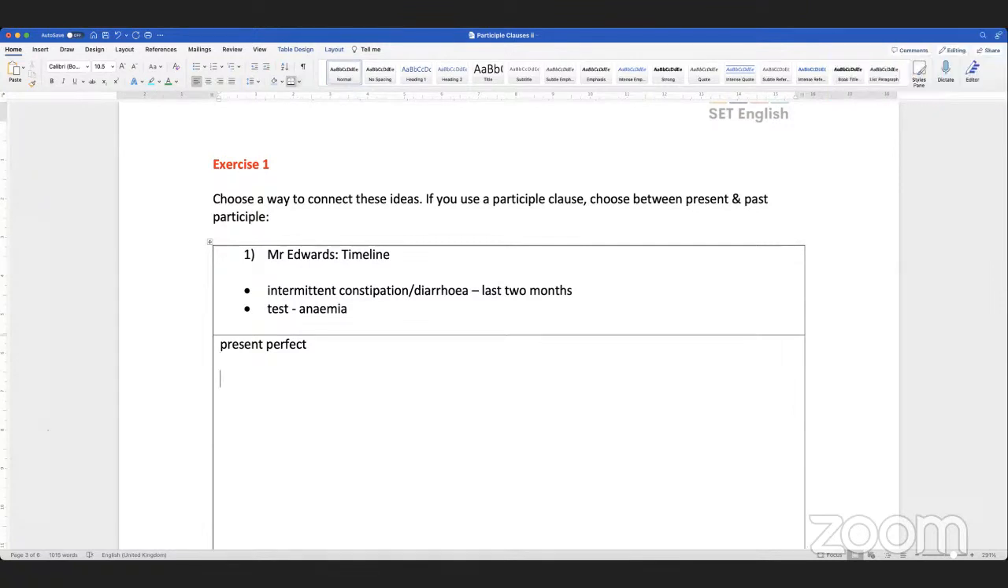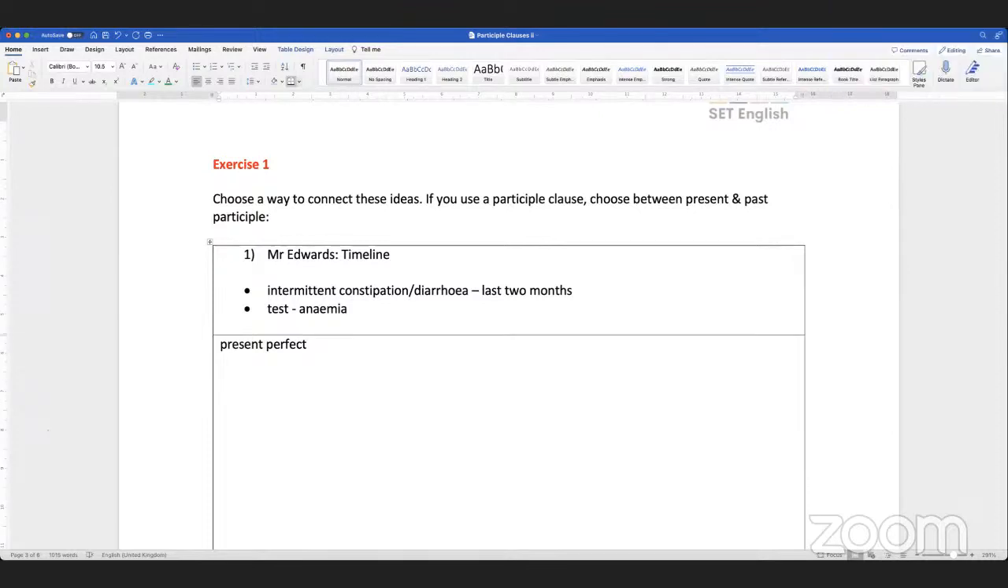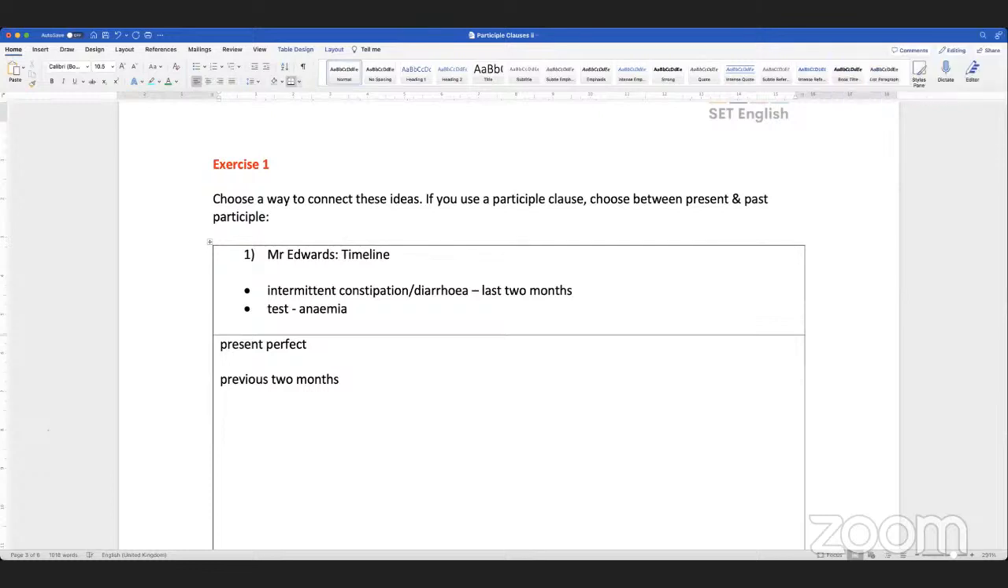Okay. So if I said to you, I've been feeling sick over the past 2 months, that would be present perfect. Now I'm thinking present perfect. Now, if it was the previous 2 months, then you'd be thinking past perfect. And we'll do 2 examples, okay?